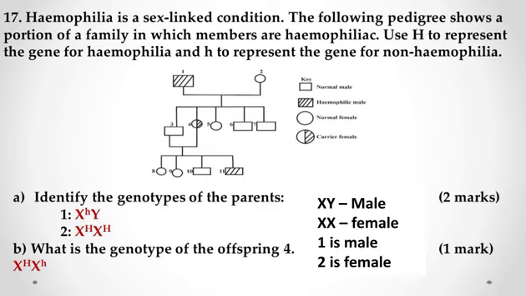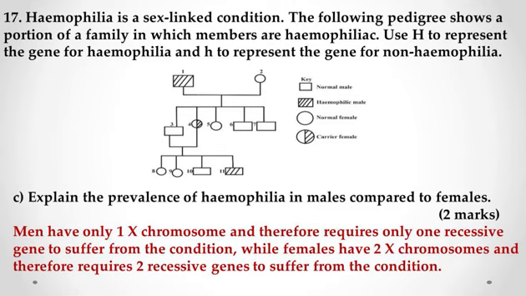Question B, what is the genotype of offspring 4? So offspring 4, as you can see, is a male with 2 X chromosomes, and 1 X chromosome has the capital H representing the gene for hemophilia, and the other X has a small h representing the gene for non-hemophilia. Question C, explain the prevalence of hemophilia in males compared to females. Why?